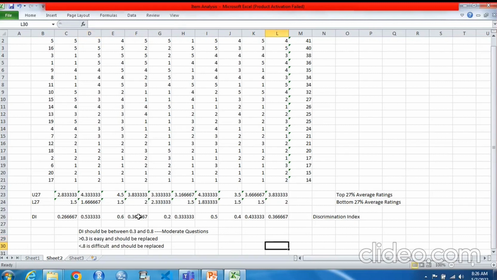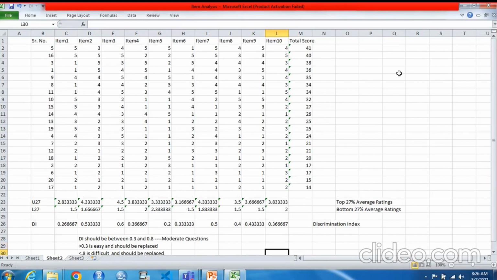So all that I have to do is find out which questions have a DI score between 0.3 and 0.8. Question number one is below 0.3, an easy question. Replace it. Question number two is fine, it is between 0.3 and 0.8. Question number three is at 0.3. Question number four is partially okay. Question number five is less than 0.3. The rest are all between 0.3 and 0.8. Question number 10 is 0.36.